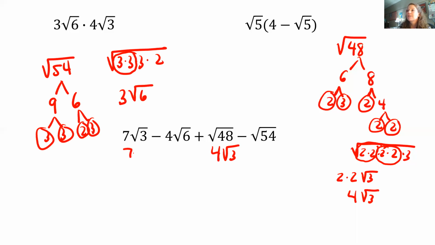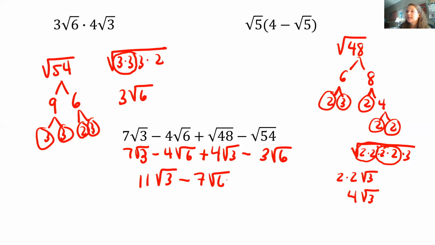6. So I have 7 square roots of 3 minus 4 square roots of 6 plus 4 square roots of 3 minus 3 square roots of 6. Now what can I add together? I could add my square roots of 3. So 7 plus 4 is 11 square roots of 3. I can combine my negative 4 square roots of 6 and negative 3 square roots of 6, which is negative 7 square roots of 6, and I'm done. I can't go any further.